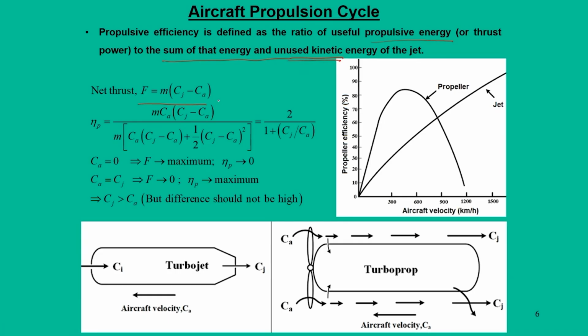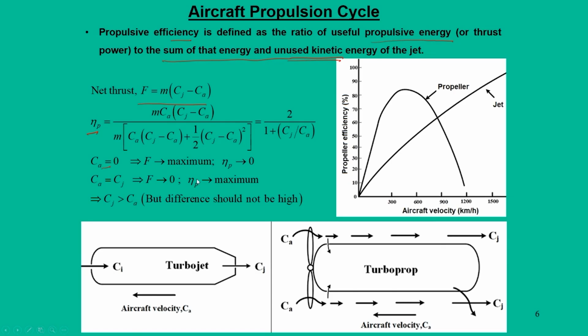So, we can define a term called the propulsive efficiency, which is defined by this ratio. Now, this equation gets simplified. We say that propulsive efficiency eta P is equal to 2 divided by 1 plus Cj by Ca. One significant inference we can see here is that when Ca is equal to 0, F tends to maximum and propulsive efficiency becomes 0. When Ca is equal to Cj, F goes to 0 and propulsive efficiency becomes maximum.